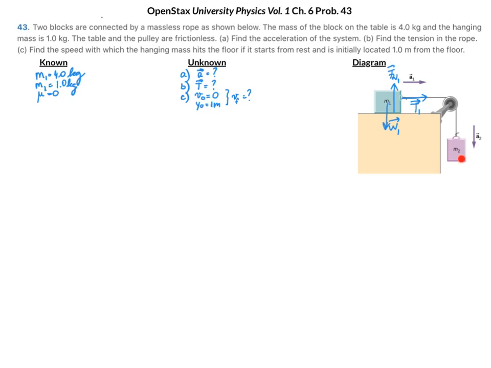Now let's look at mass M2. Again, since it has a mass, that means that the Earth is going to pull down on it. That force is called the weight. So I'm going to draw weight, and I'm going to call it 2 because it acts on mass 2.